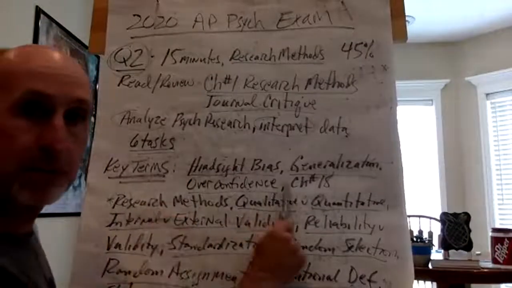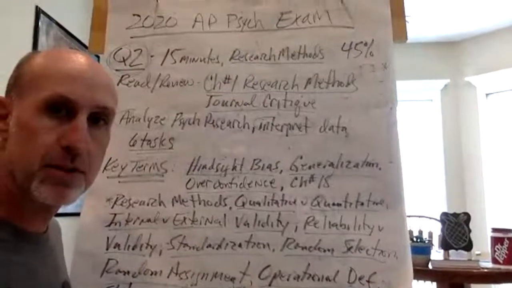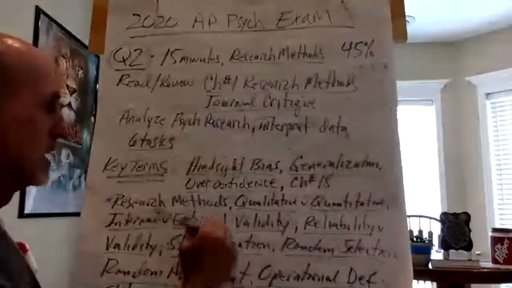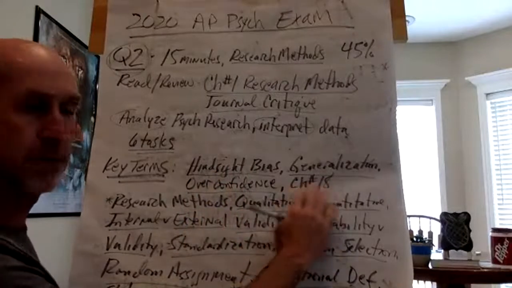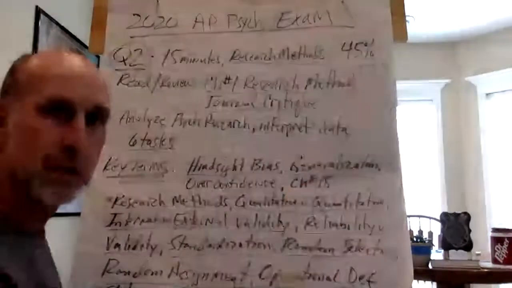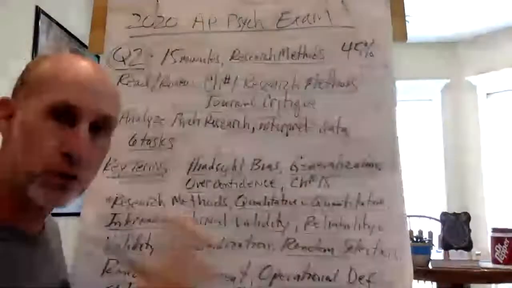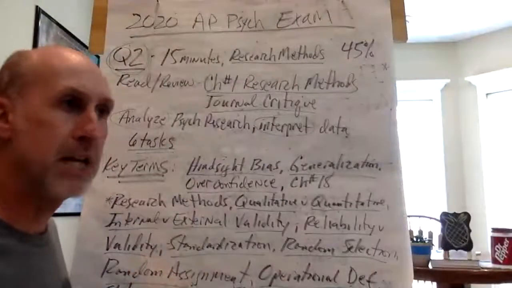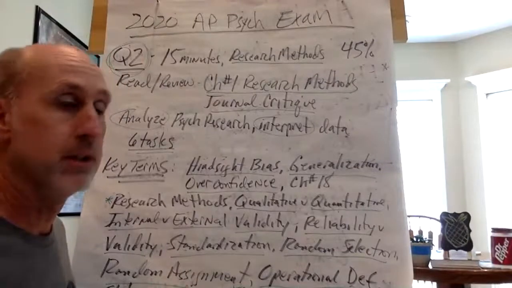Now, key terms from chapter number 1 that you need to know. Make sure, and again, I'll send a picture of this on Twitter, but these are all from chapter number 1, except for chapter number 18 stuff. Chapter 18 actually has a lot of group behavior influences that can be used in this question.